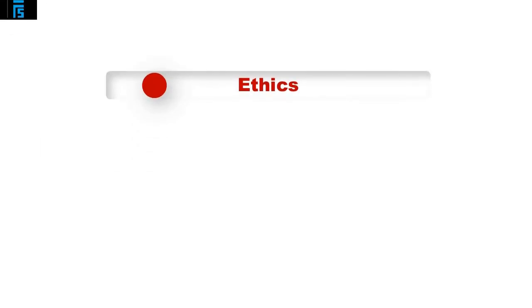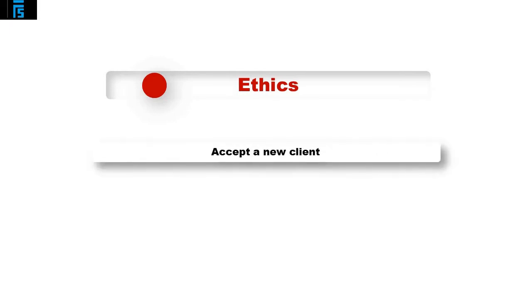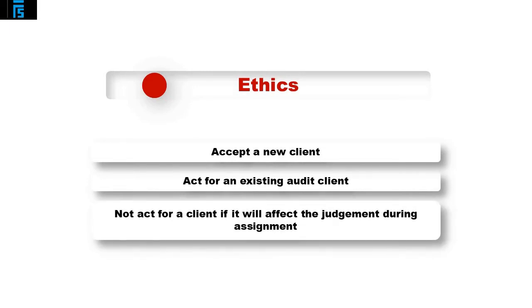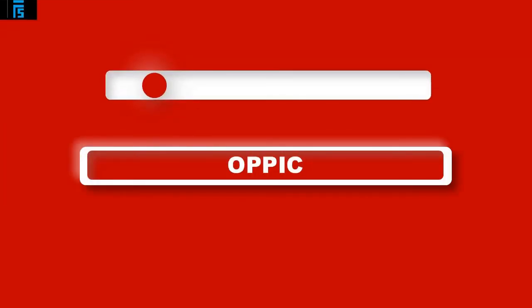Ethics is one of the key areas that auditors must consider when deciding whether they should accept a new client, or continue to act for an existing audit client. An auditor should not act for a client if it will affect their judgment during the assignment. To help remember the fundamental principles, we can use the mnemonic OPIC. We will go through each principle so you can understand the importance of each one.